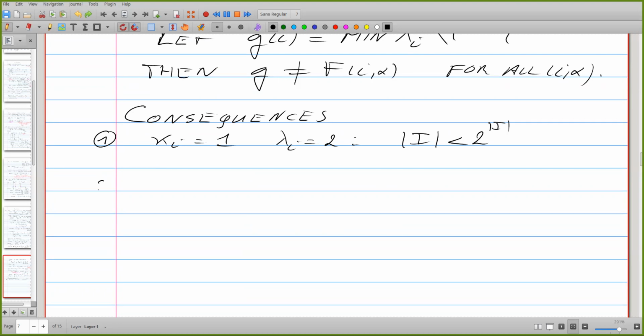But here is a more important consequence. The cofinality of 2 to the kappa is bigger than kappa, for infinite kappa. If you take an infinite cardinal and take 2 to that power, you get something whose cofinality is bigger than kappa itself. And where does that come from?